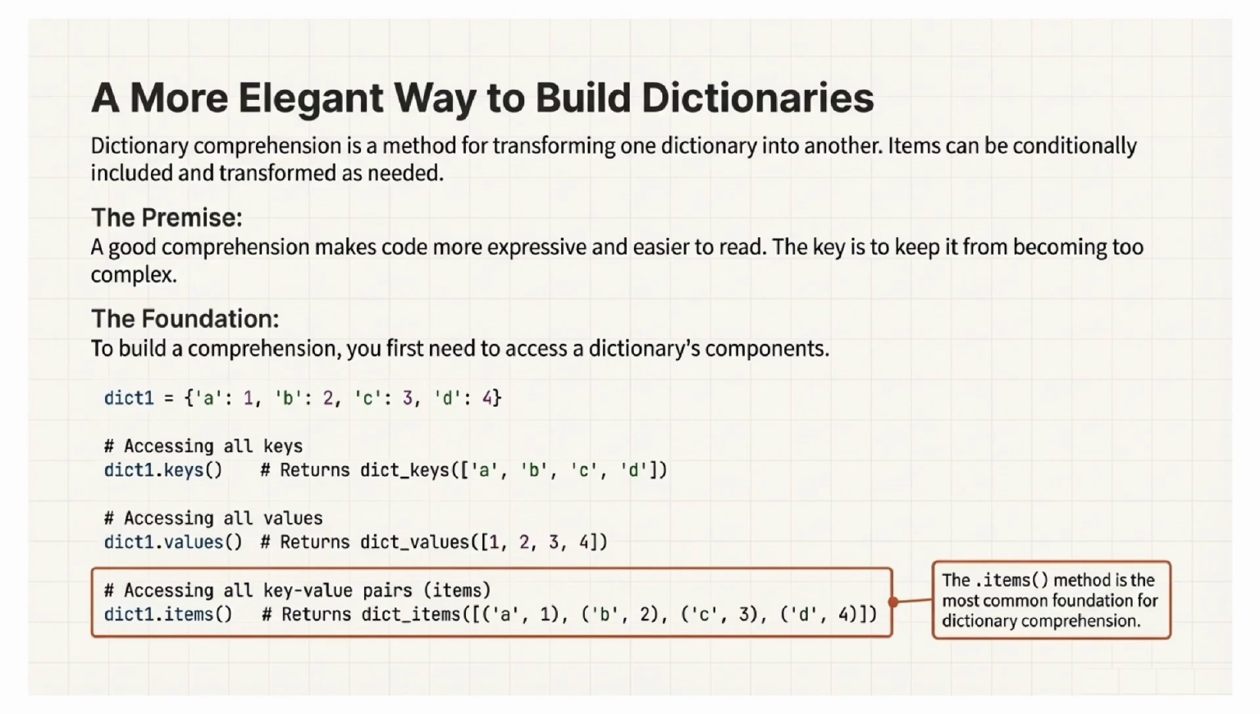The items() method is especially important. It's the most common foundation for dictionary comprehension. It allows you to loop through both keys and values simultaneously, making transformation simple and intuitive. Understanding the steps ensures that dictionary comprehension doesn't feel like magic. It's simply a concise way to loop through dictionary items.